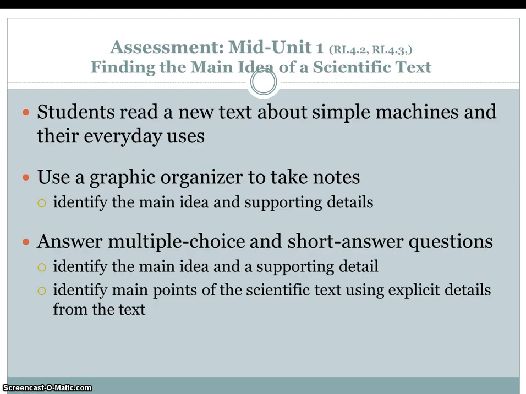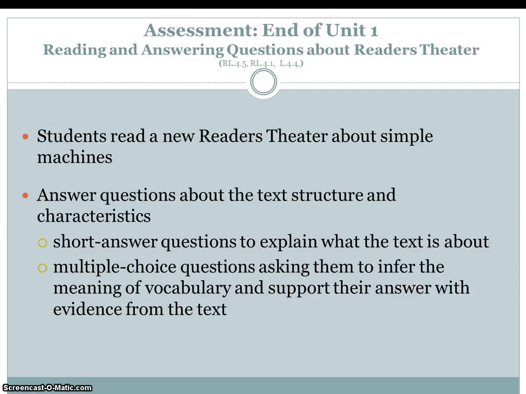Assessment Mid-Unit 1, Finding the Main Idea of a Scientific Text. Students read a new text about simple machines and their everyday uses. They use a graphic organizer to take notes, to identify the main idea and supporting details. They answer multiple choice and short answer questions, which identify the main idea and a supporting detail, identify main points of the scientific text using explicit details from the text.